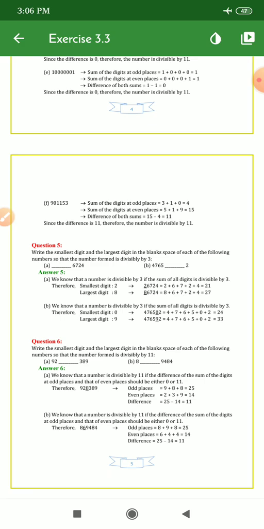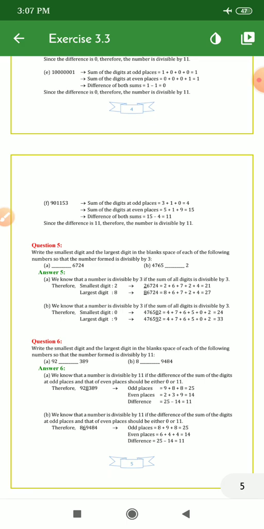As they have taken odd places, they have taken 9, then plus 8 plus 8 equals 25. In the same way they have taken the rest of the numbers as even places, 2 plus 3 plus 9. Okay, so it is 14, and the difference is what? The difference is, you have to subtract both numbers. 25 minus 14, that is 11. So this is the answer.